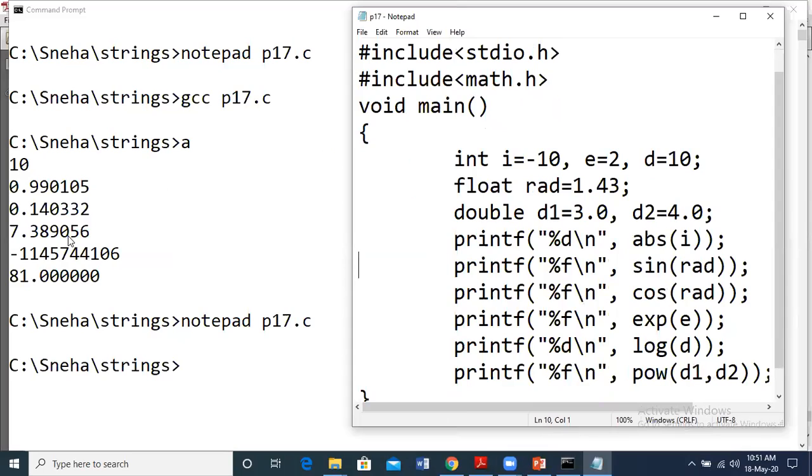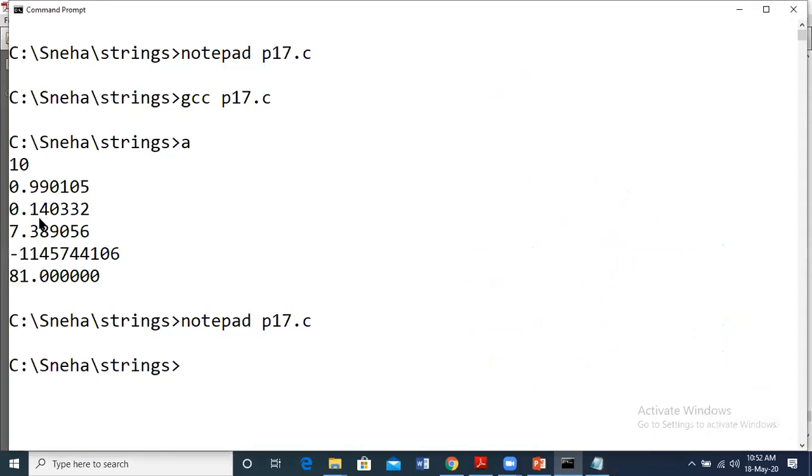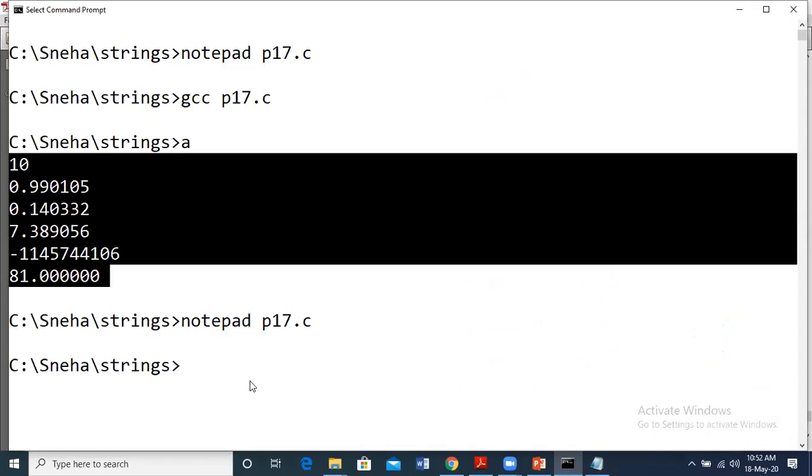Here we have cos of 1.43, right? And then we have exponent. So e is 2 here. So that value is 7.38, right? Then log of 10 base e is this value, minus 1.147457444106. Then the last one is d1 power d2, that is 3.0 power 4.0. 3 power 4 is nothing but 81. Since it is floating point, we will get 81.000000. Is this clear? Yes, ma'am. Okay. So similarly, you may include some more printf statements for all other functions as well.